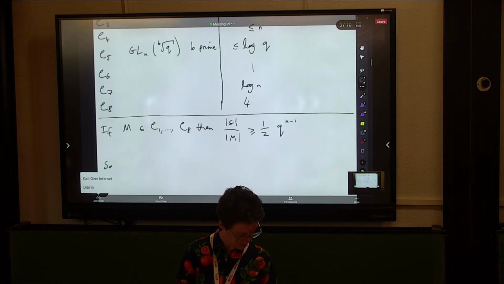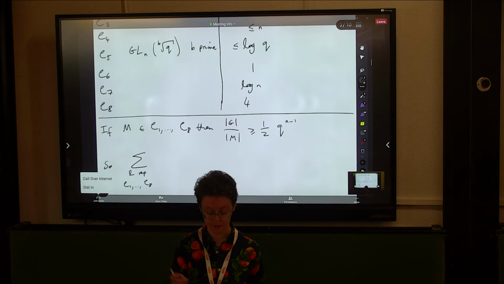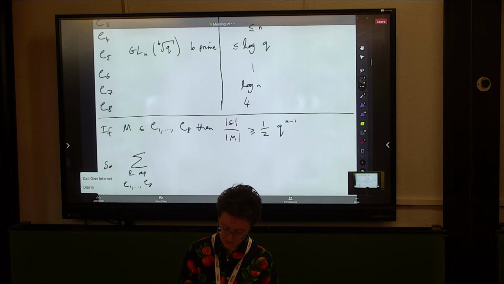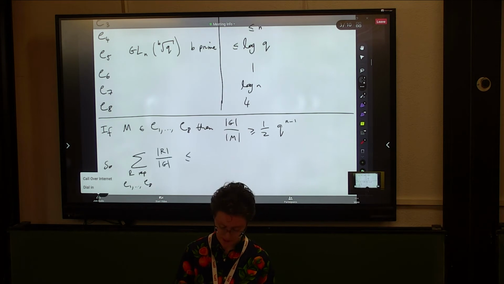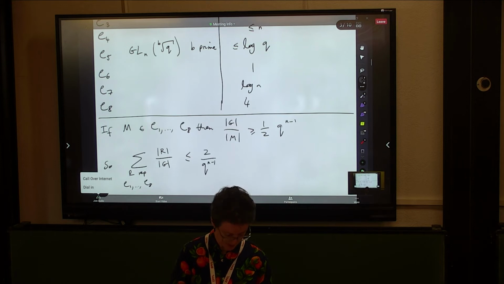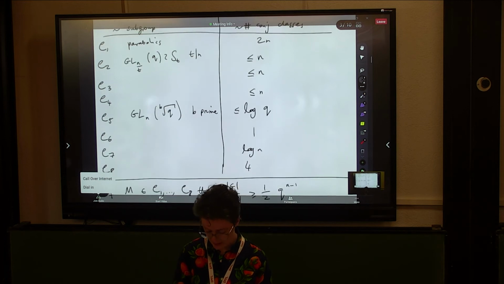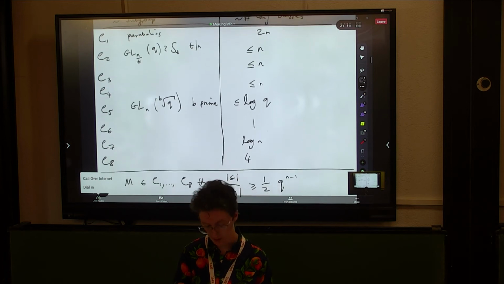Okay, so this is not the full sum, but it's almost everything. And this is the sum we wanted to look at. So we can estimate this by, I guess, 2 over this thing times, okay, let's take a look. We've got 5n plus 5 plus log n plus log q.